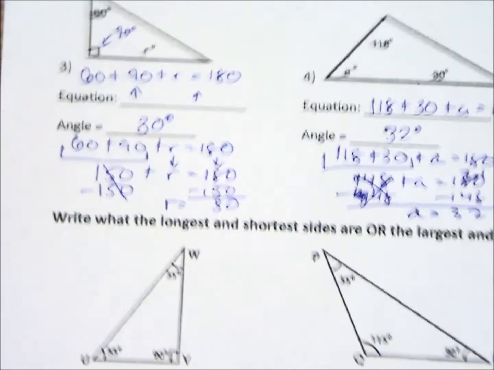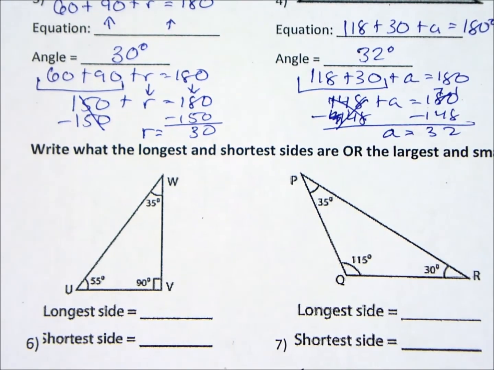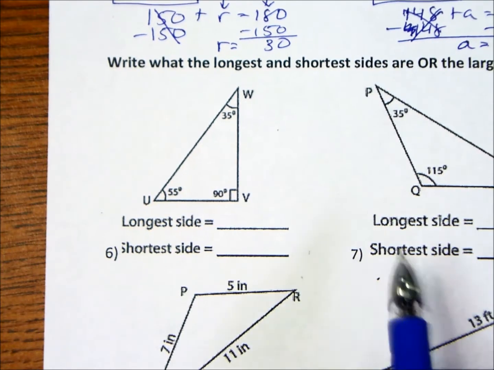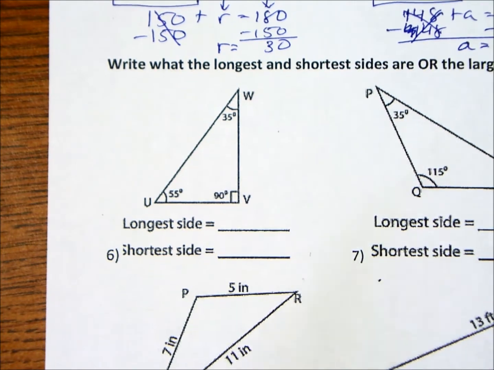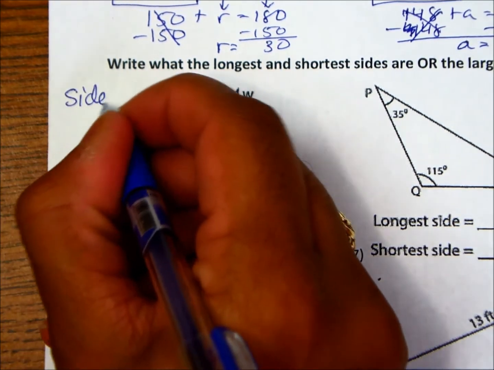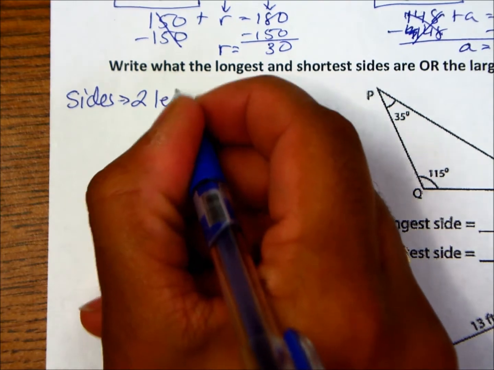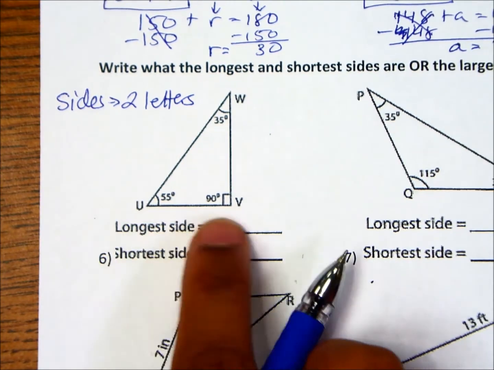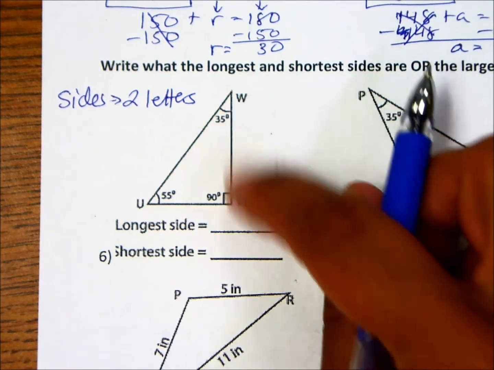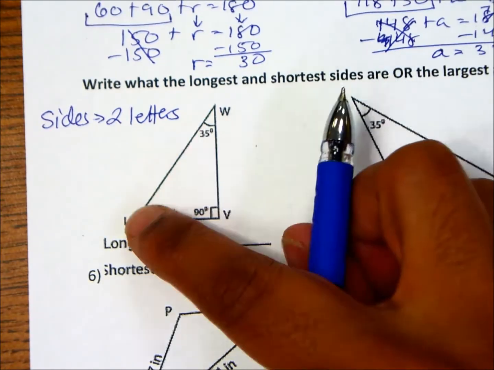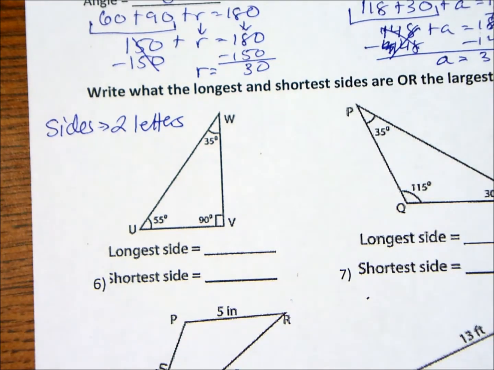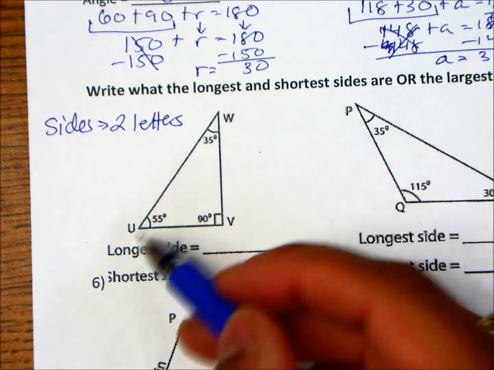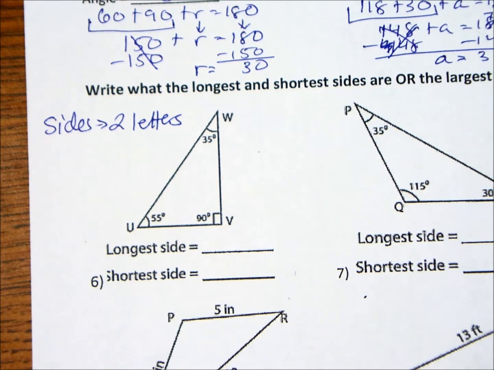Next one. It says, write the longest and shortest sides or largest and smallest angles for the given triangles. This first one asks for a longest and shortest side. For sides, you need two letters to describe it. Always remember that. This is side UV. This is side WV. This is side UW. Now you can reorder those letters. You can say WU, it'll still mean this side. UW still means that side.